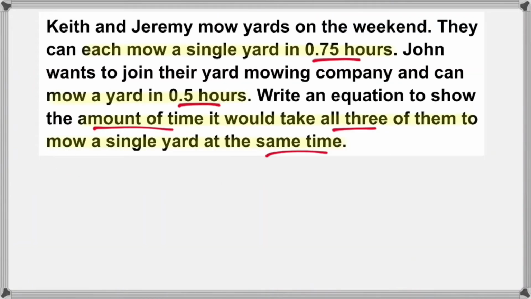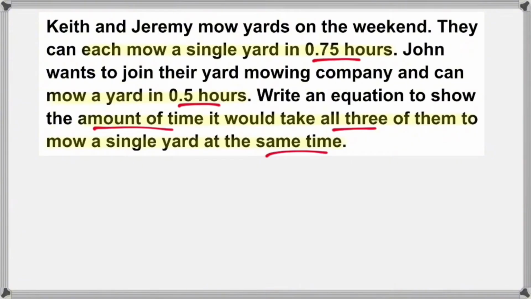Keith and Jeremy mow yards on the weekend. They can each mow a single yard in 0.75 hours. John wants to join their yard mowing company and can mow a yard in 0.5 hours. Write an equation to show the amount of total time it would take all 3 of them to mow a single yard at the same time.